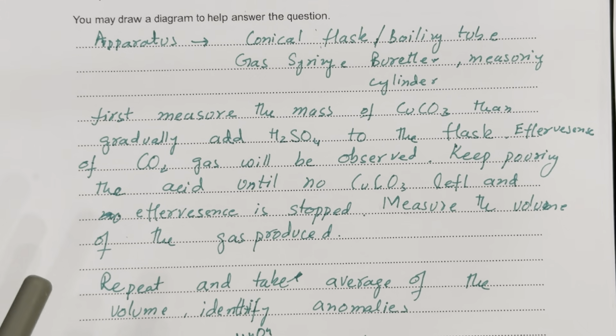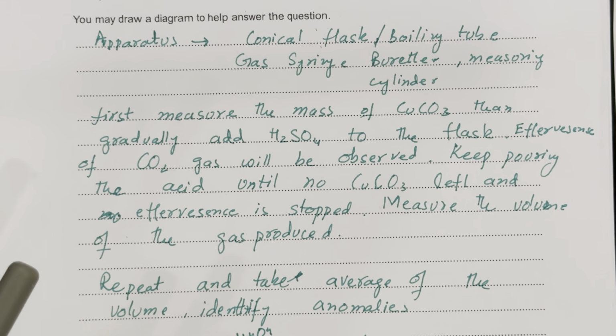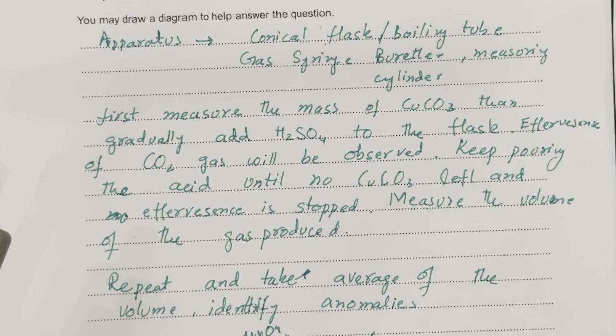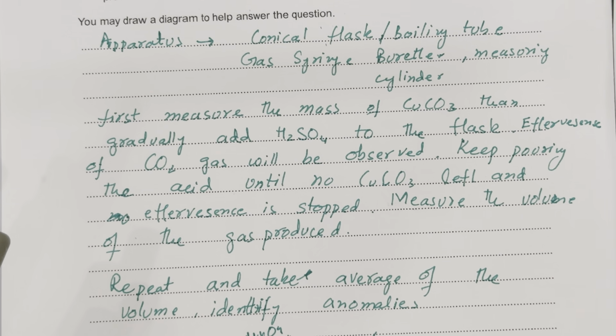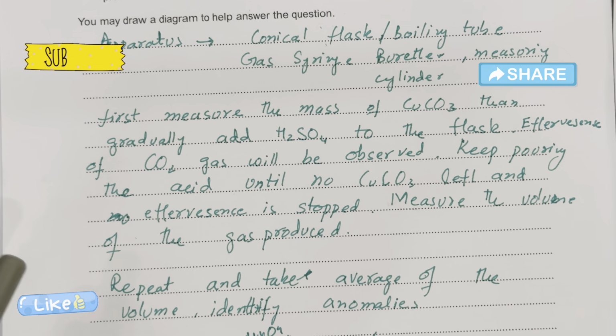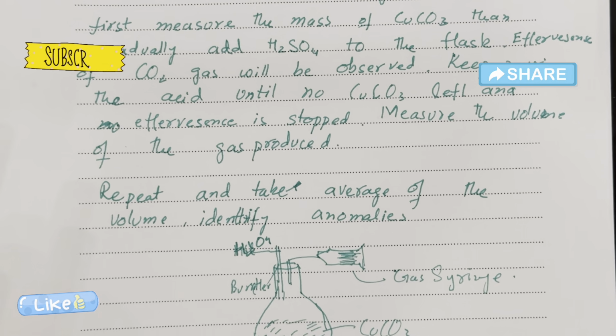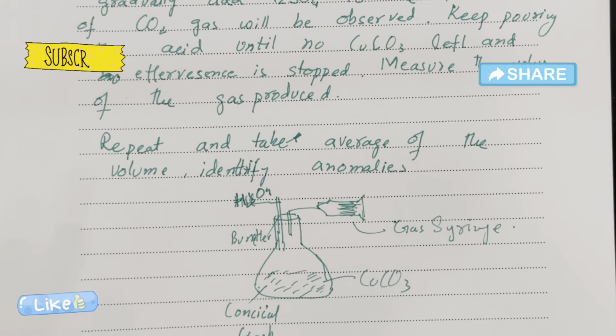So you're going to write that, I'm repeating the procedure. First measure the mass of copper carbonate, then gradually add sulfuric acid to the flask. Effervescence of CO2 gas will be observed. Keep pouring the acid until no copper carbonate is left and effervescence has stopped. Measure the volume of the gas produced. Repeat and take the average of the volume. Identify anomalies through the experiment.